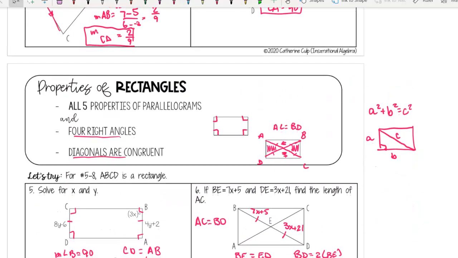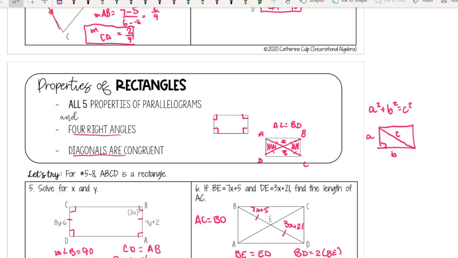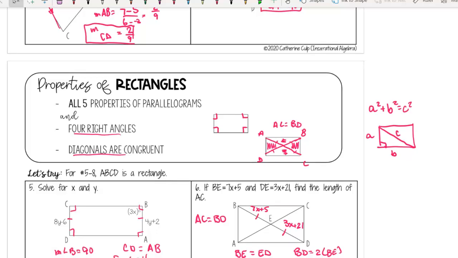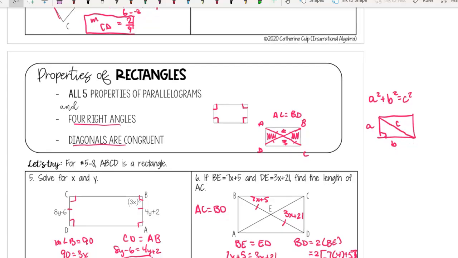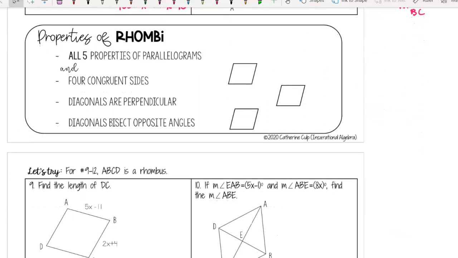So for rectangles, all the properties of a parallelogram, plus right angles, and we have diagonals congruent, and we can use the Pythagorean theorem on this one. Rhombi. Rhombi is just perpendicular for a rhombus. So again, it's all the properties of the parallelograms, but there's also 4 congruent sides. Also, when those diagonals cross, they're perpendicular to each other. And also the diagonals bisect opposite angles. So those are congruent, but they split the 2 congruent angles. So those are congruent, and those are congruent.